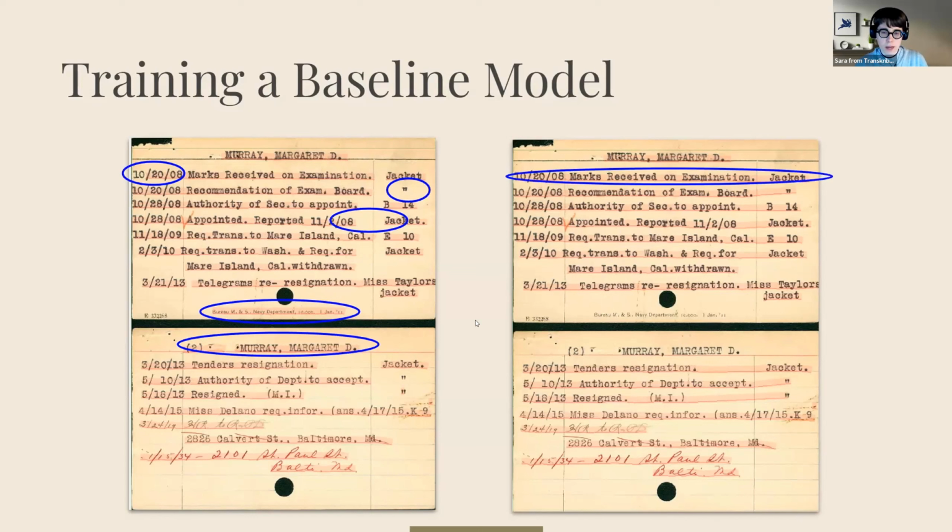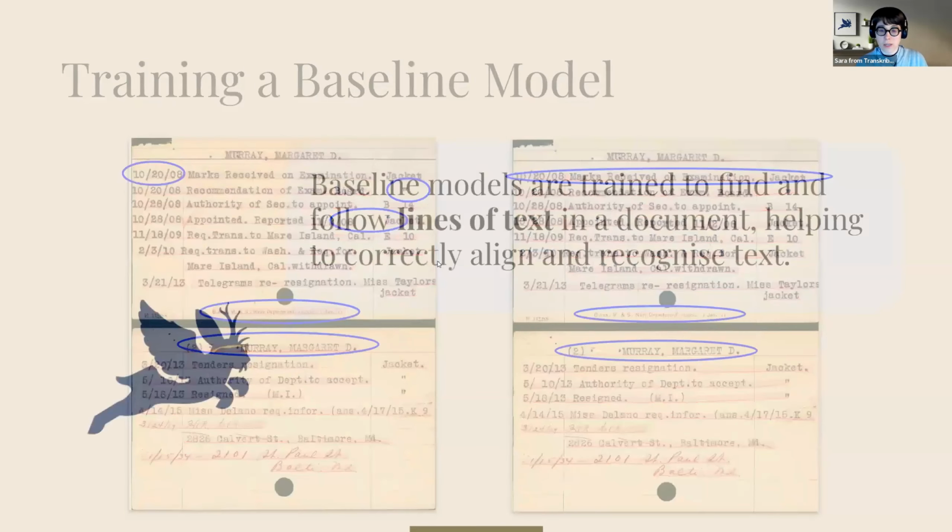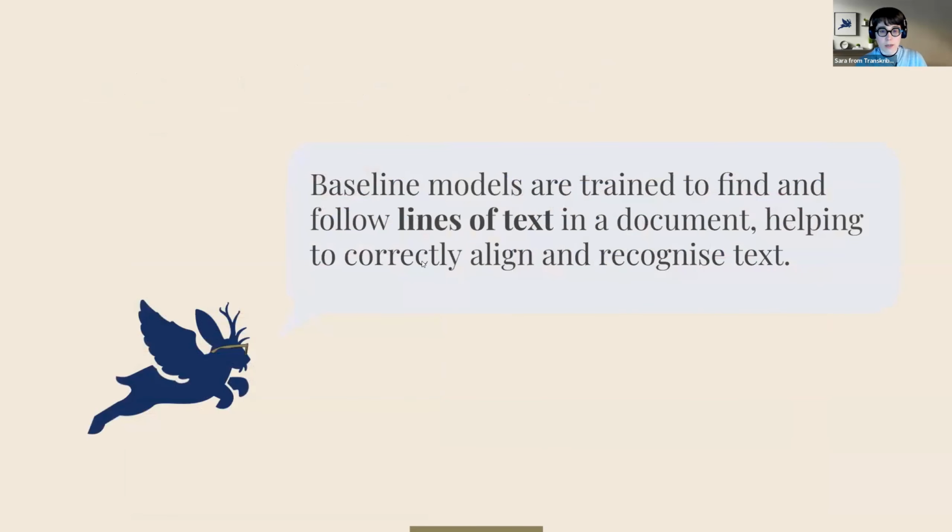What I want in the end as my output is data. So I want to have one line for each entry. I don't want to have the printer name here. I don't want to have this name here because I already have it at the beginning of the index card. And this is just an example. And I would like to train a baseline model specific for this type of documents.